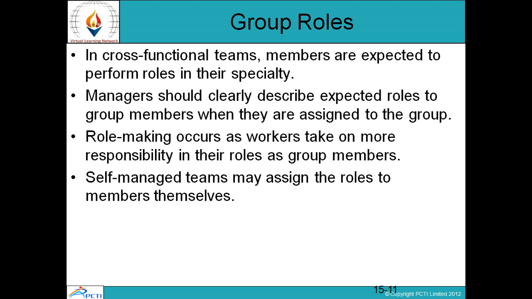In a cross-functional team, members are expected to perform roles in their speciality. Managers should clearly describe expected roles to group members when they are assigned to the group. Role making occurs as workers take on one or more responsibilities in their roles as group members. A self-managed team may assign the roles to members themselves. A team is formed among themselves in which every member assigns tasks to each other, right.